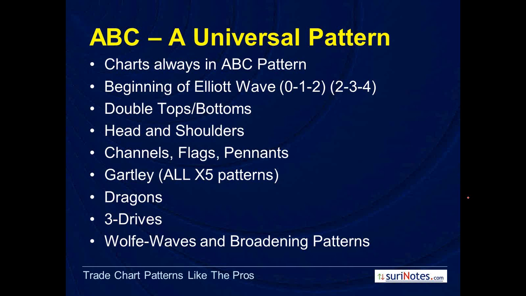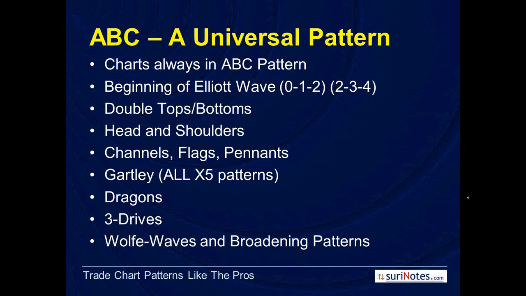And also these ABC patterns are part of Elliott waves, which is 0, 1, 2, or 2, 3, 4. I may have an example at the end, and I'll show you that also. ABC patterns are also double tops and double bottoms. So suppose your A and C levels are pretty much identical, or within a 5 to 6% difference, then they become double top and double bottom patterns.